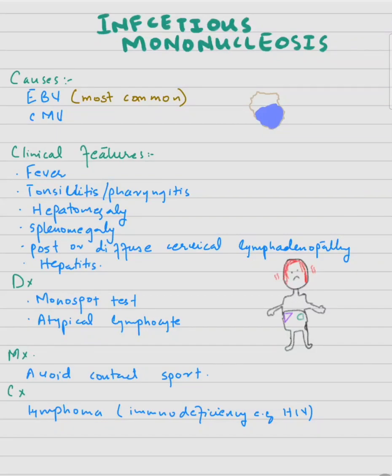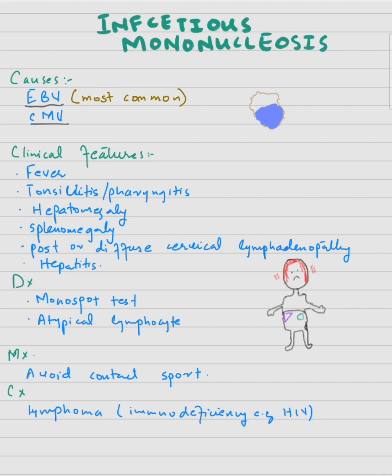So let's talk about infectious mononucleosis. It is a viral infection, and the most common cause is Epstein-Barr virus. Other uncommon causes include, for example, CMV, which is cytomegalovirus. So let's come down to the clinical features.